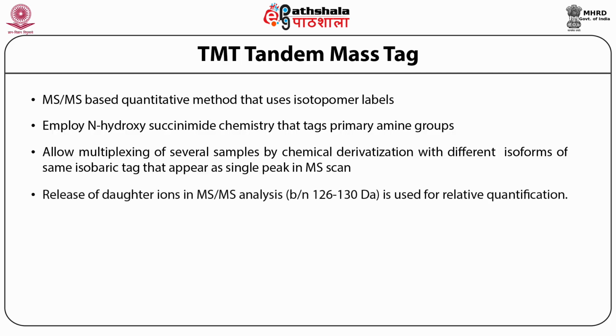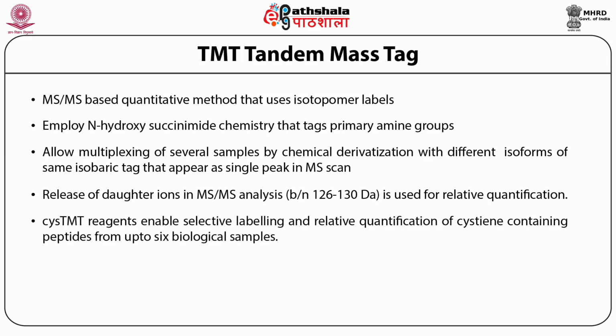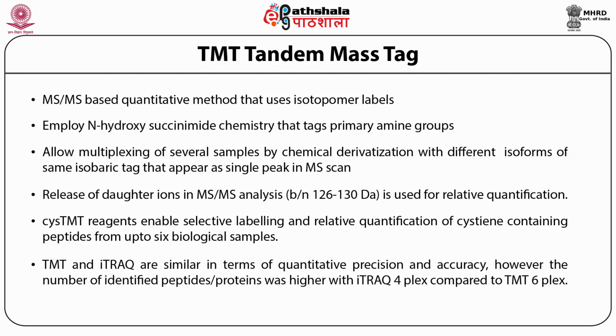The release of the daughter ions in MS-MS analysis, which could range between 126 to 130 Dalton, is used for relative quantification. These TMT reagents enable selective labeling and relative quantification of cysteine-containing peptides from up to 6 biological samples. TMT and iTRAQ are similar in terms of quantitative precision and accuracy. However, the number of identified peptides or proteins is higher with iTRAQ as compared to TMT 6-plex.